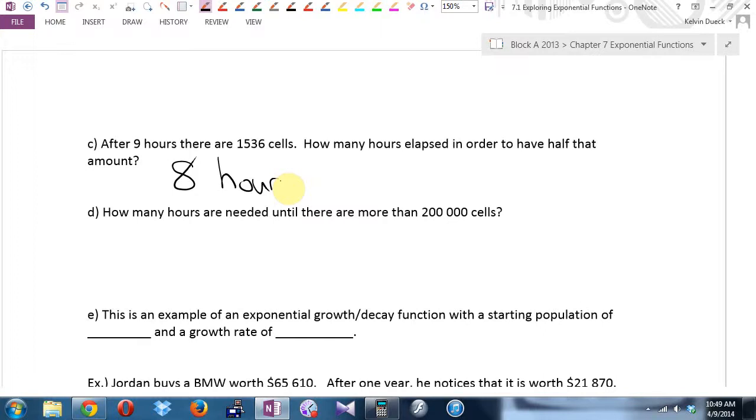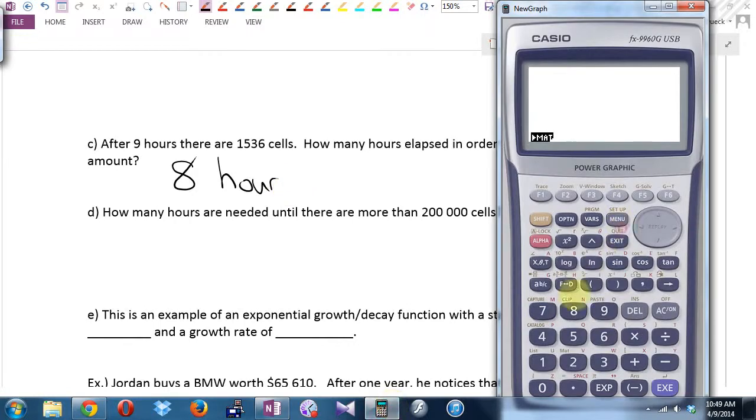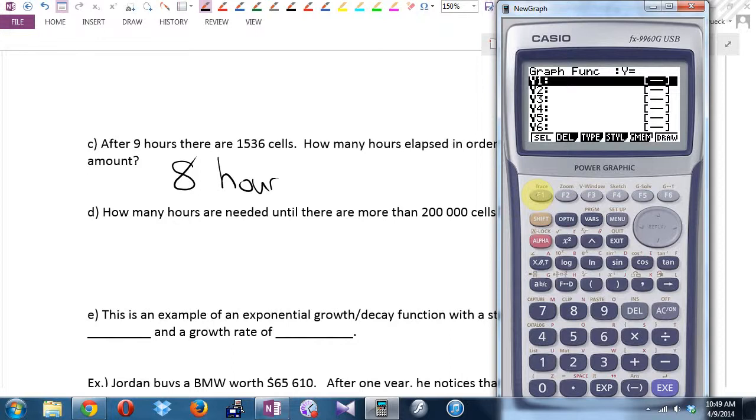Now we need to use our graphing calculators. What we're going to do is go to our graph menu, delete whatever we have here, and type our equation in, except instead of N and T, we have to use X and Y. We're going to type 3 bracket 2 to the power of X. There's our first step.